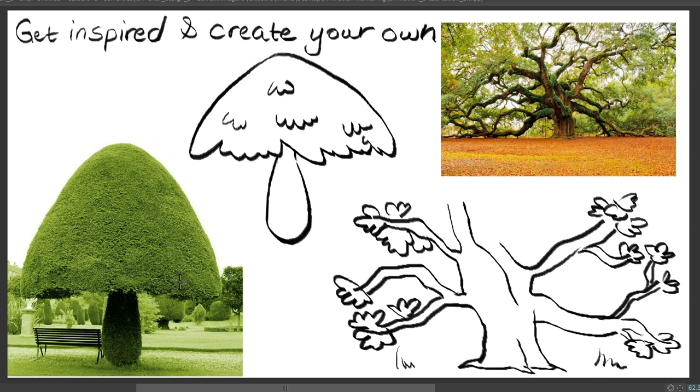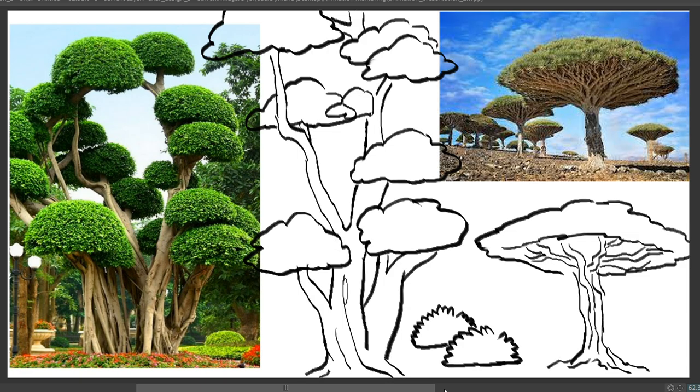So here, look at this really nice tree. I just drew it because I thought it looked nice. And this one, look how interesting the branches look. It's really nice to see this in shows. And here's another example.